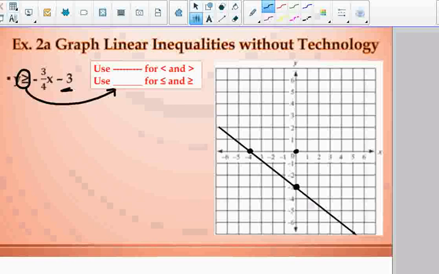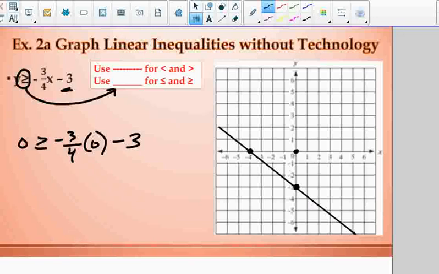All I have to do is what I just did before when I was determining if an ordered pair is a solution. I plug in the coordinates into the inequality. So if y is 0 and my x is 0, does that make this inequality true? So this side is 0, negative 3/4 times 0 is 0. 0 minus 3 is negative 3. Is 0 greater than or equal to negative 3?